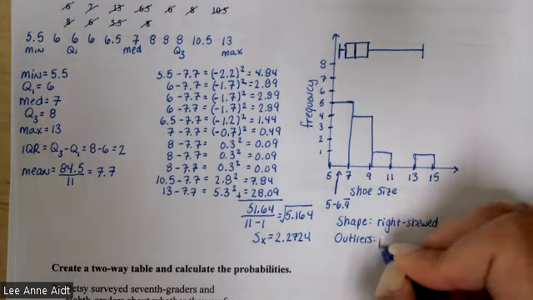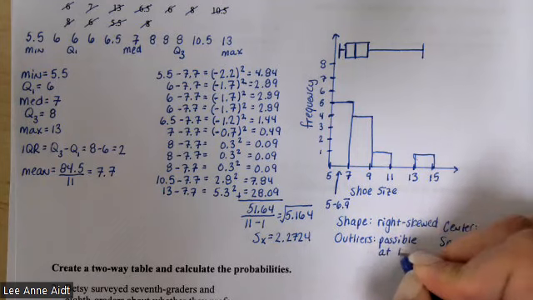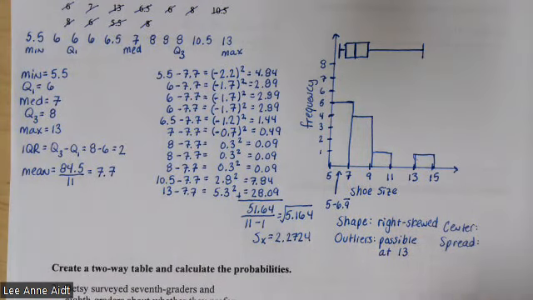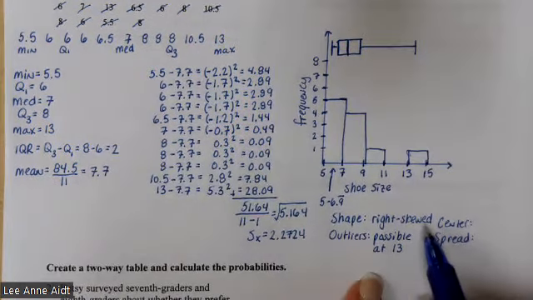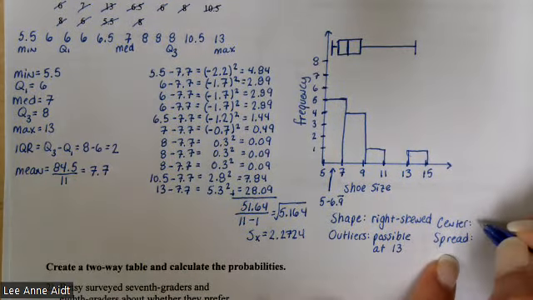Outliers, we're going to say possible at 13. We're pretty sure that 13 is an outlier, but as I told you guys, there's an actual formula to find out. We didn't do it because we're only in math 1, so we're going to say possible. Now, if I have skew and outliers, which measure of center should I use? Median.